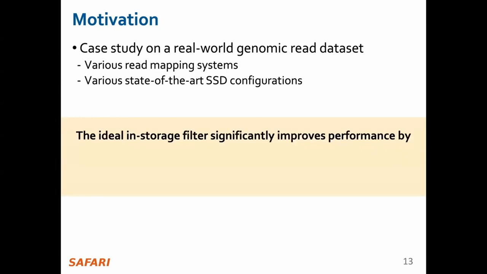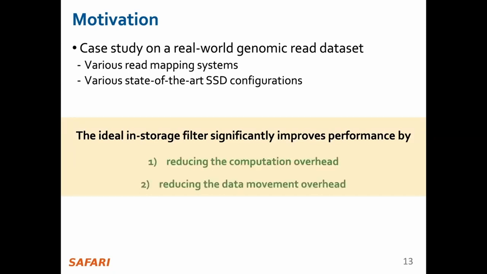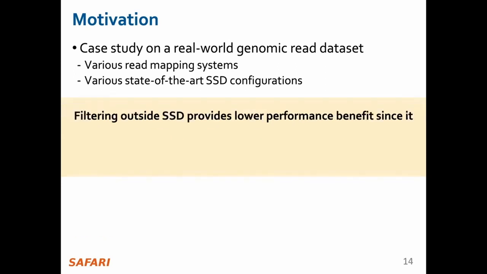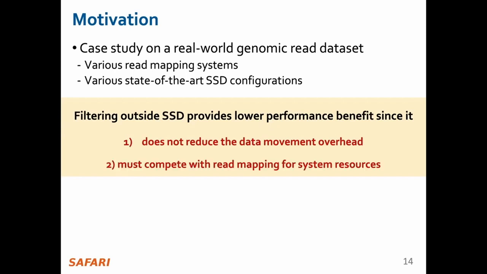First, the ideal in-storage filter can significantly improve performance by reducing the computation overhead and the data movement overhead from storage. And second, filtering outside the SSD provides lower performance benefits compared to an ideal in-storage filter because it does not reduce the data movement overhead from storage, and also it must compete with read mapping for resources across the system, for example, compute resources, memory bandwidth, and external SSD bandwidth.